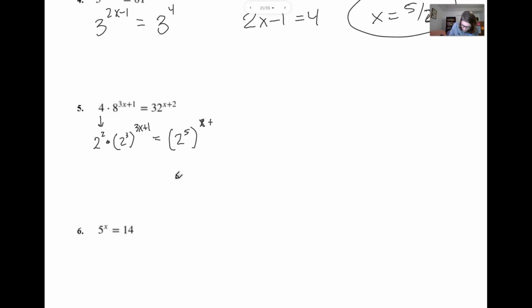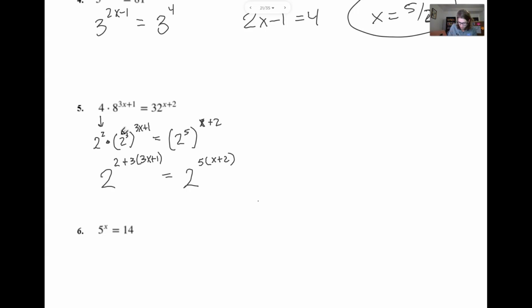And what people made mistakes on the quiz is doing 4 times 8. 4 times 8 to the power 3x plus 1 is not 32 to the power 3x plus 1. When we multiply same bases, we add exponents. So please be careful with that. Common error made on the quiz. Be careful.